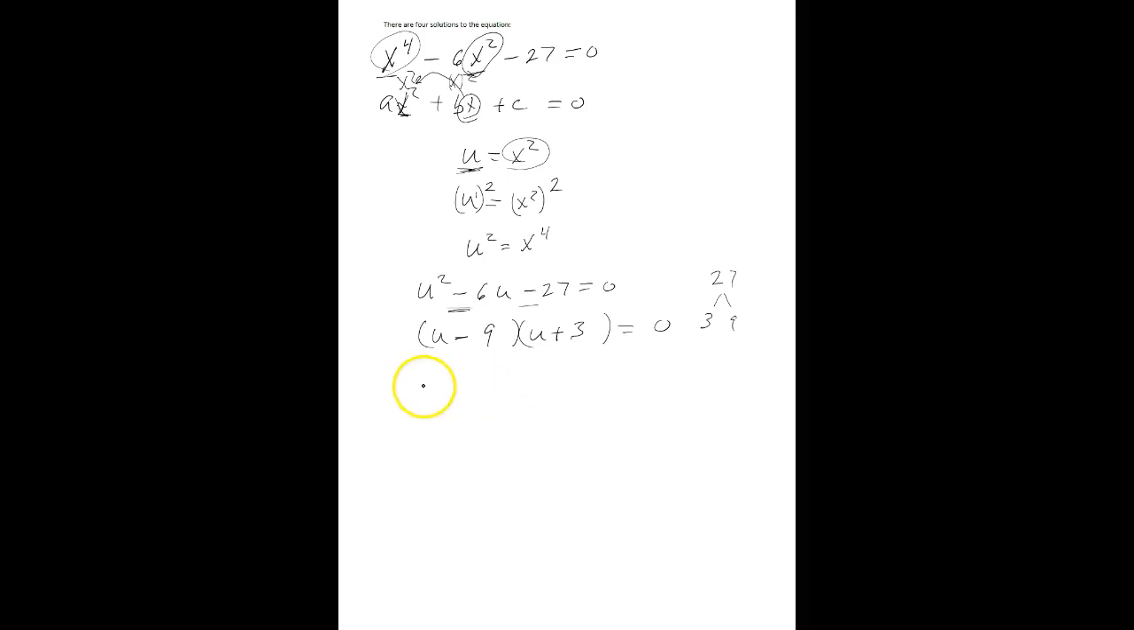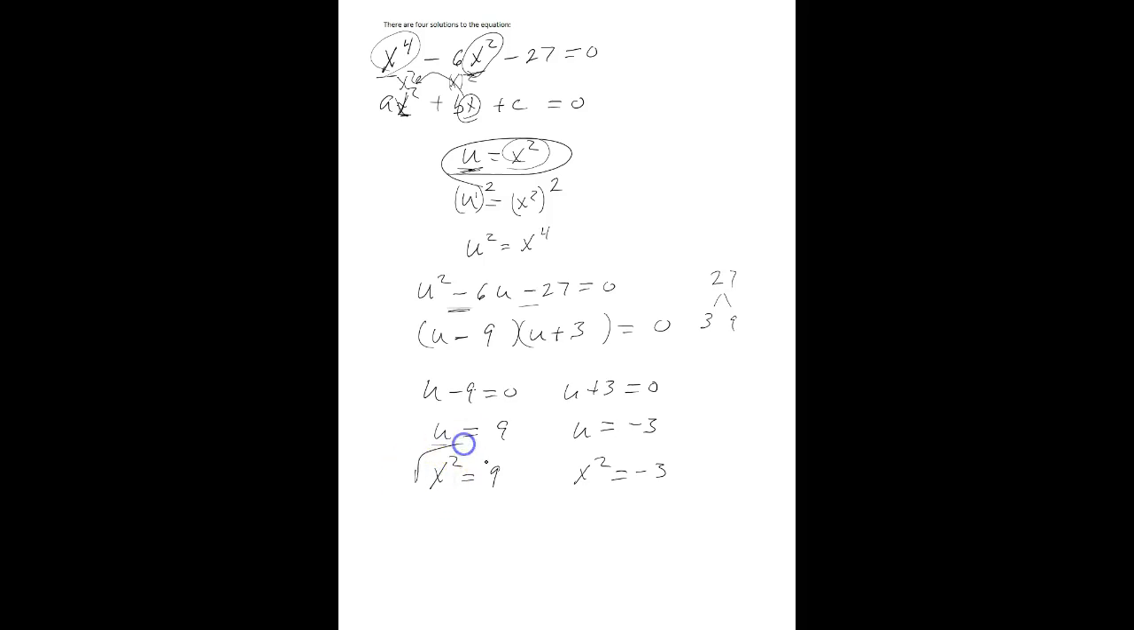Okay, so now we go ahead and solve this. I'll do each step here for you. U minus 9 is equal to 0. U plus 3 is equal to 0. U is equal to 9, and u is equal to negative 3. Well, that's what u is equal to, but we want to find out what x is equal to. We know u is equal to x squared, so we're just substituting x squared. X squared is equal to 9, and x squared is equal to negative 3.